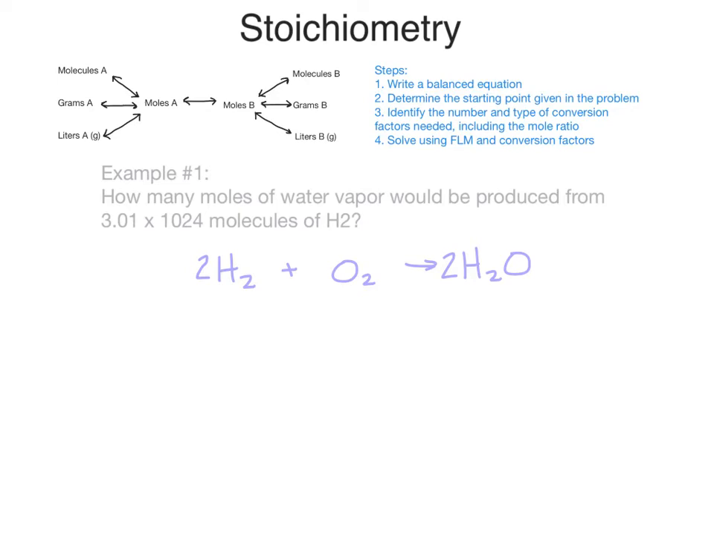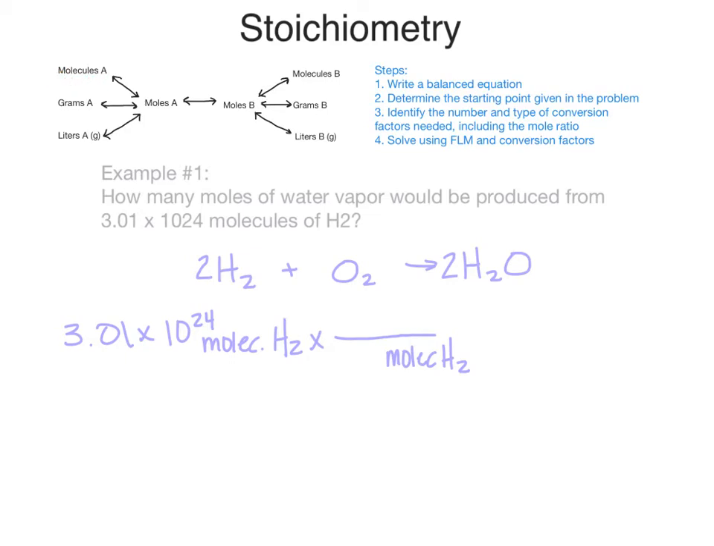So now that I have a balanced equation, step number 2 says to determine the starting point given in the problem. So our factor label method says always start with what you're given. So I've been given 3.01 times 10 to the 24th molecules of H2. And so I'm going to need to multiply by a conversion factor. And I'm going to have molecules of H2 on the bottom. And up here on my stoichiometry map, I'm at molecules of A.